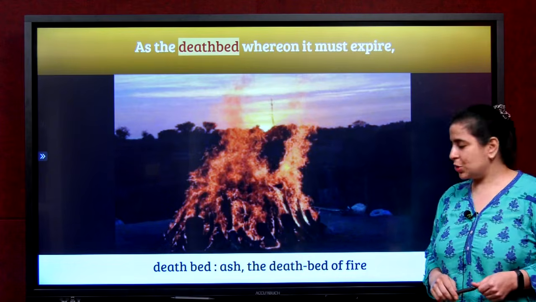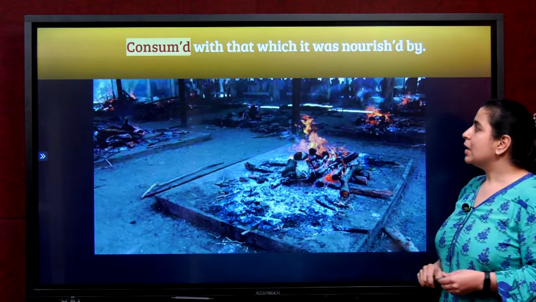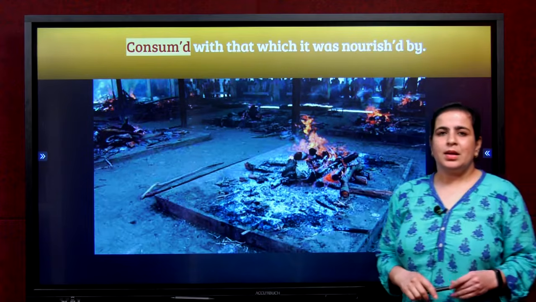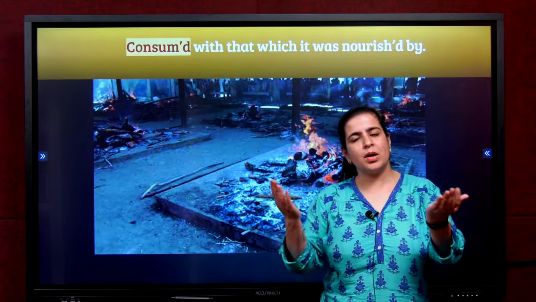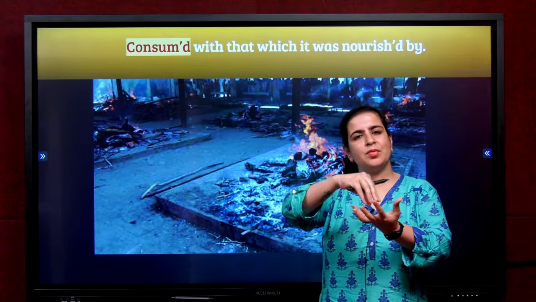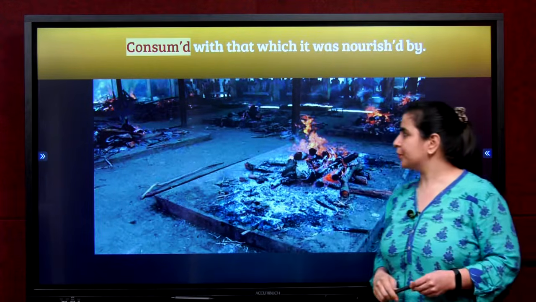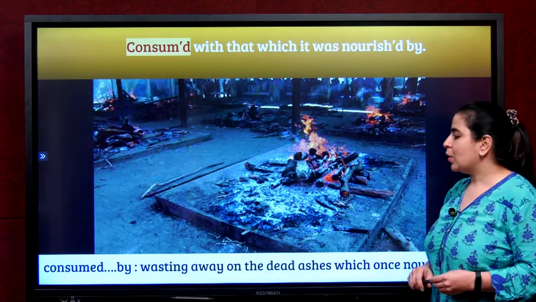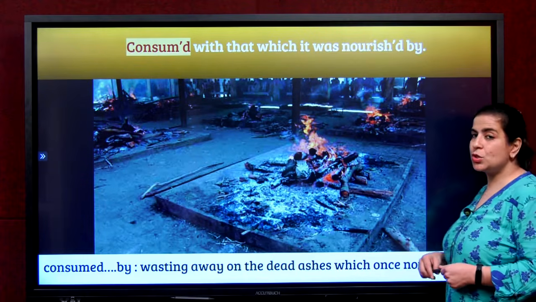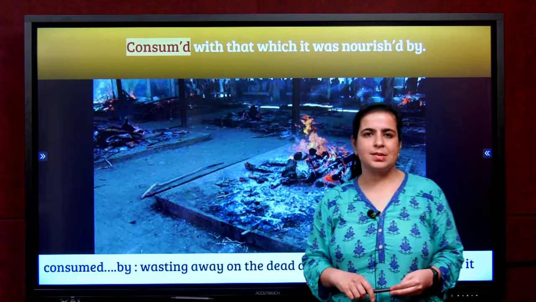Deathbed is the ash, the deathbed of fire, consumed with that which it was nourished by. It will be consumed with what it was given food with. That particular wood was letting the fire burn, and the fire will go back to that wood again. So that is what he means here: it's wasting away on the dead ashes which once nourished it. Once the fire was burning, it will get back to that same wood.